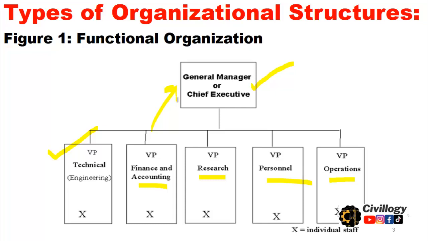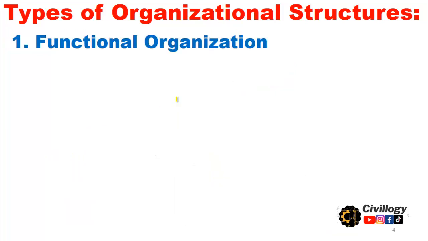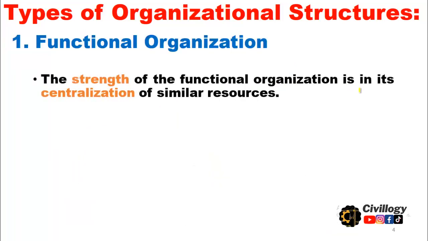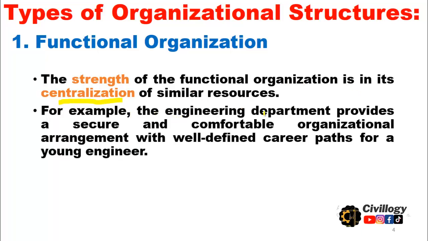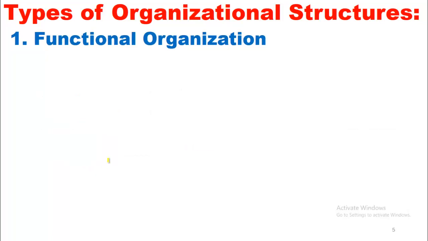Okay, like a pyramid, the top management is at the top and it goes down towards lower management. So the power at higher level is much, and as we descend down the pyramid, the power decreases and responsibility increases. The strength of this functional organization is in its centralization of similar resources. For example, the engineering department provides a secure and comfortable organizational arrangement with well-defined career paths for young engineers.